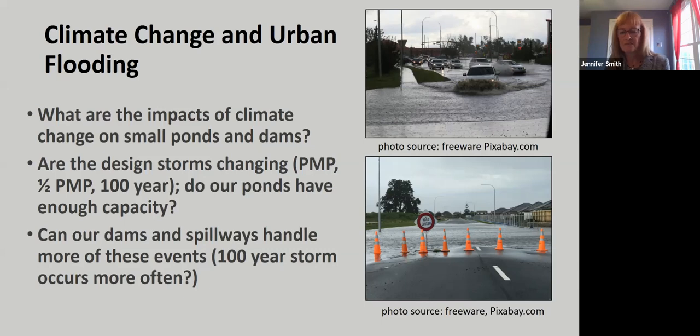Let's look at the facts. The 2017 North Atlantic hurricane season had 17 named storms. In 2018, we had our first hurricane in March. In 2018, Maryland saw record precipitation, 72 inches of rain. And in 2019, July was the hottest month in the world since the 1890s. What does this mean for small pond designs? Should we be designing for a different storm event? What about urban flooding and stormwater conveyance? Should we be designing our stormwater conveyance systems for a different storm event?